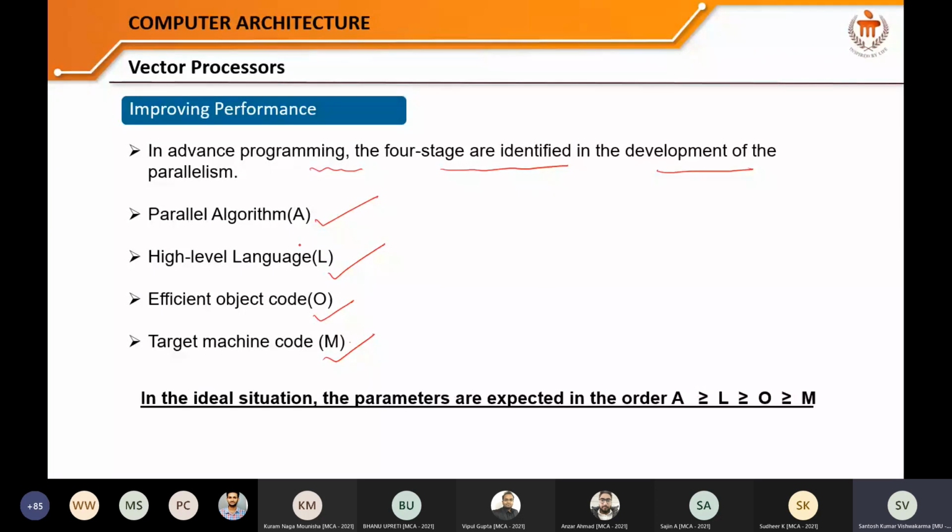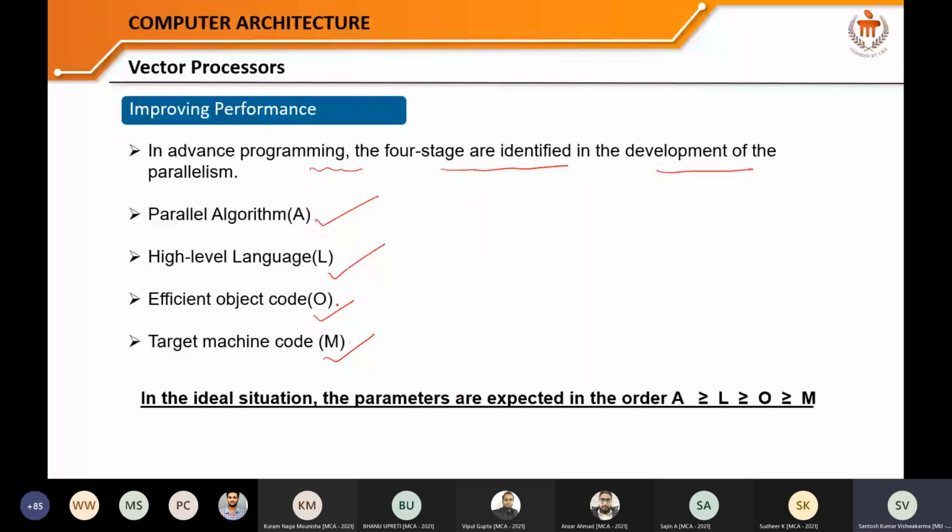A stands for the parallel algorithms. You are not supposed to confuse them with distributed algorithms. They are a different domain. How we achieve the parallelism in terms of software structure, that is the parallel algorithm, that is A. What kind of high level language we are using, what are the threads which are supported. As we have seen in the very beginning of unit 2, where we discussed parallelism, we also talked about, based on the language complexity in terms of high level, how the threads can achieve that, how we are going to implement the concept of a process in multiple threads. That's very important. And efficient object code, very important. And the target machine code.